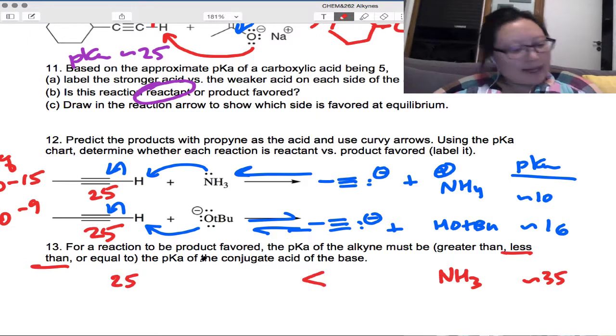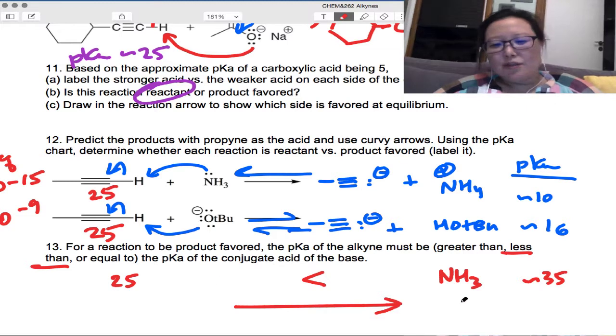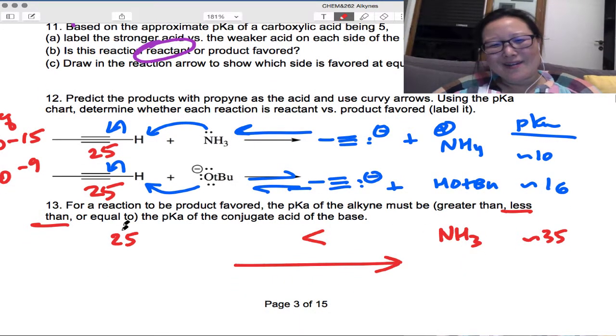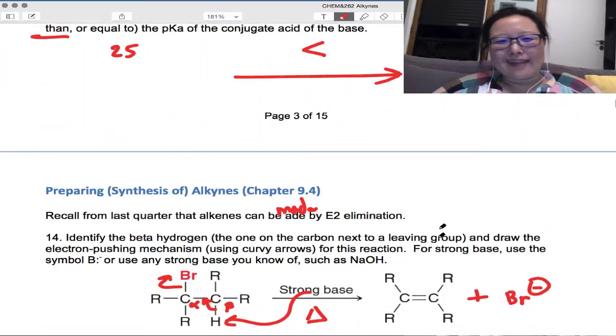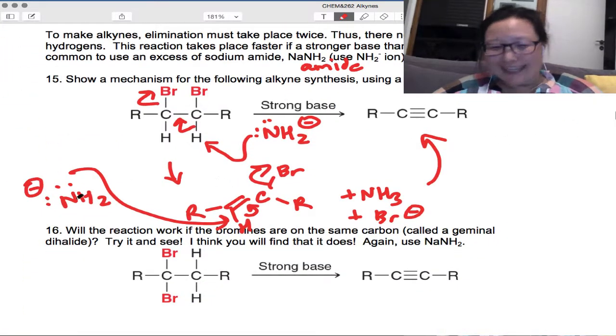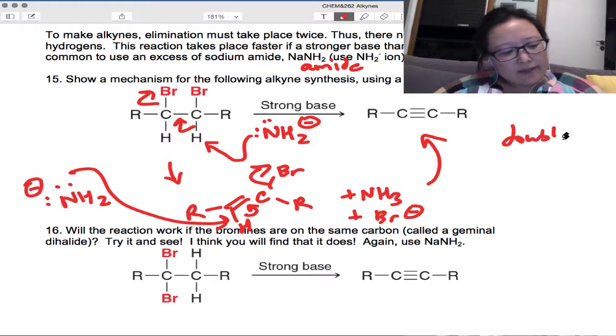Alright, so that means the reaction is going to be pushed to products because alkynes are stronger acids than ammonia. Ammonia we don't even think of as an acid usually, right? We think of it as a base. So the reaction gets pushed to the right. That means amide is a very good base. It's going to be way more basic than the carbon with a lone pair to go backwards. Okay, this is the reaction that occurs to make alkynes. So I call it double elimination or double E2 because it happens twice.